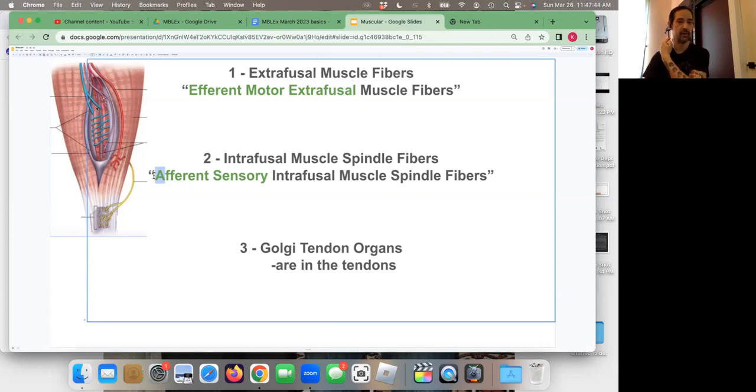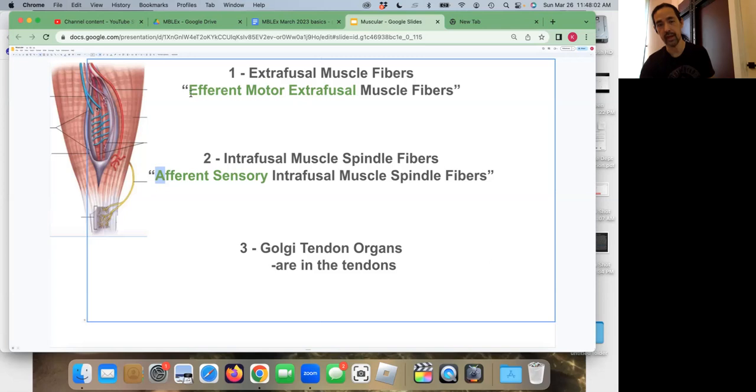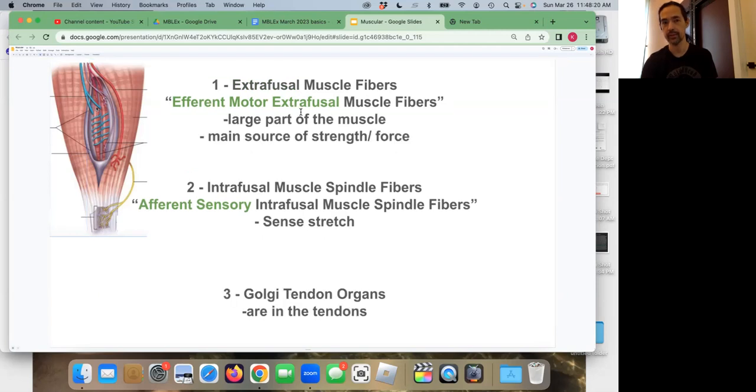Afferent signals are sensory signals that go to the central nervous system. Efferent signals are motor impulses that exit the central nervous system. Efferent exits and goes to the body. Afferent arrives, comes from the body into the central nervous system. So we can call extrafusal muscle fibers efferent motor extrafusal muscle fibers. You will sometimes see it referred to as motor extrafusal fibers, but if you can get used to saying it this way, it'll be less confusing. Efferent motor extrafusal fibers. The efferent motor extrafusal muscle fibers are the largest part of the muscle, as we discussed.